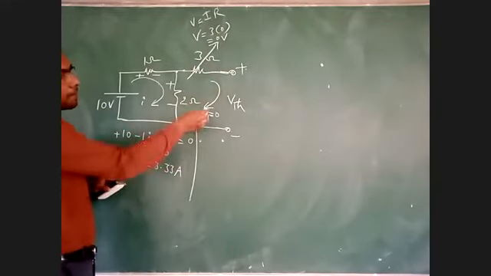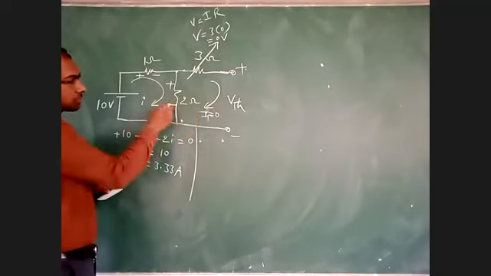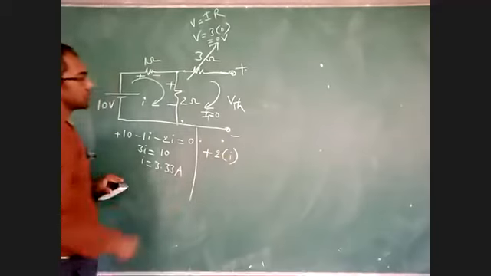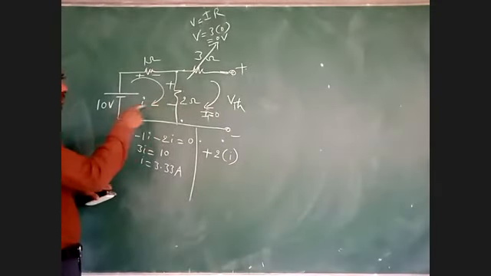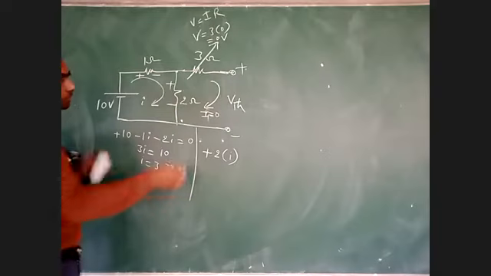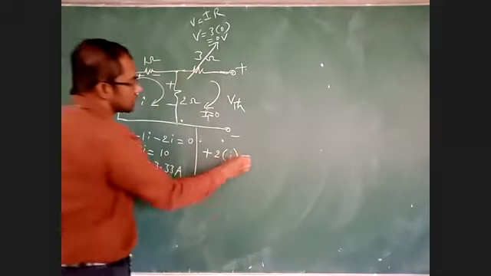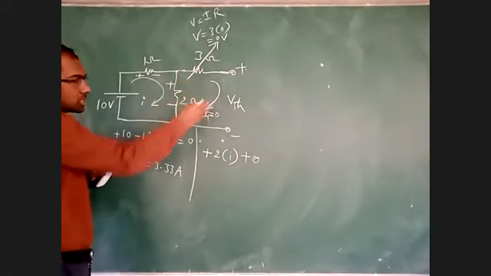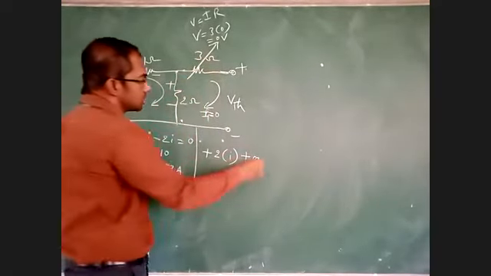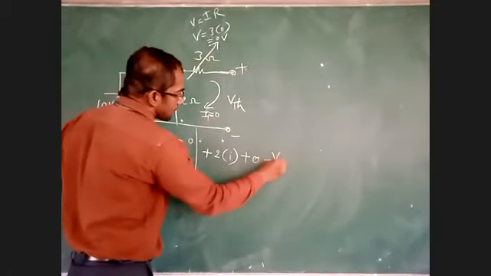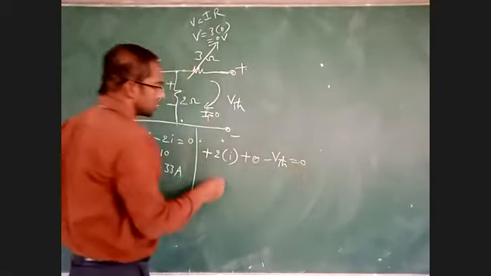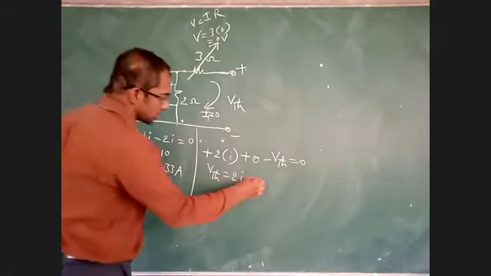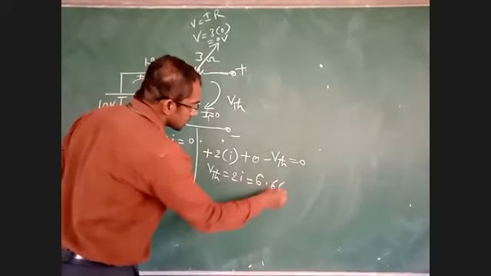Please remember, I is flowing from minus to plus. Minus to plus means plus 2 into I. The current flowing in this 2 ohms is I, not this current. Now the voltage here is 0. Voltage in this 3 ohms: I am not taking plus and minus here, because this is not the current direction. Voltage is 0 here. Plus to minus, VTH is equal to 0. Therefore, VTH is equal to 2 into 3.33, that is 6.66 volts.